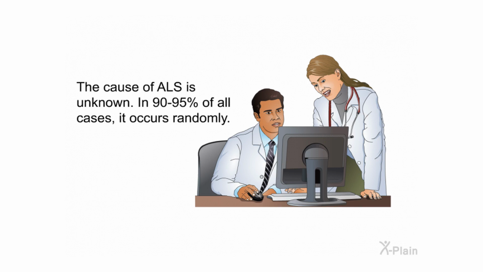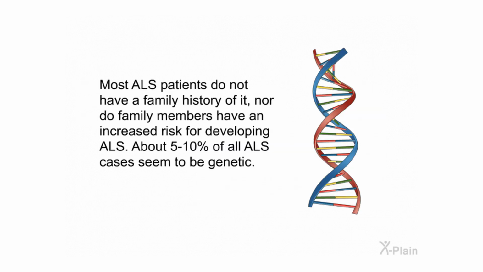Causes. The cause of ALS is unknown. In 90 to 95% of all cases, it occurs randomly. Most ALS patients do not have a family history of it, nor do family members have an increased risk for developing ALS. About 5 to 10% of all ALS cases seem to be genetic.